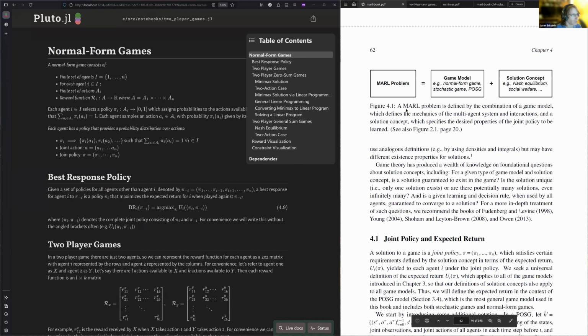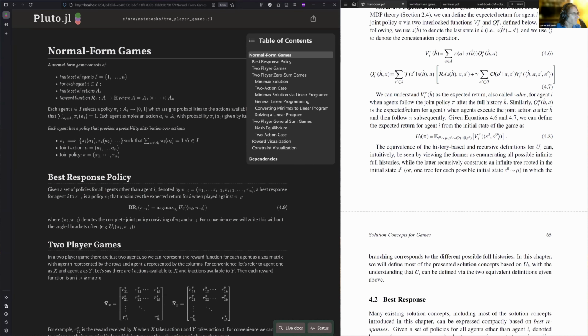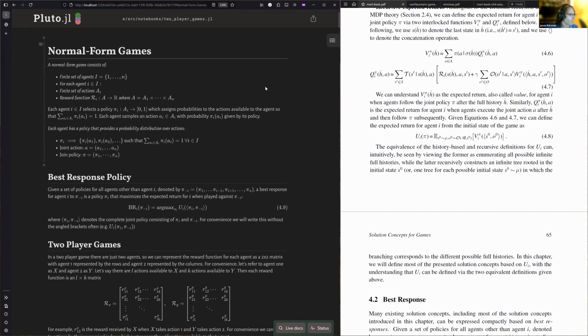So I think what I'm going to do now is focus more on this notebook I made to explain some of the details of normal form games. And we can see where some of the complexity creeps in, even for a case this simple. For these games, we have a finite set of agents from 1 to n, and a finite set of actions. And then the reward function is going to be a function of the joint action. This means which action is taken by each agent.